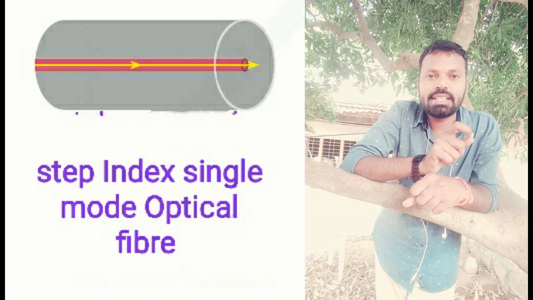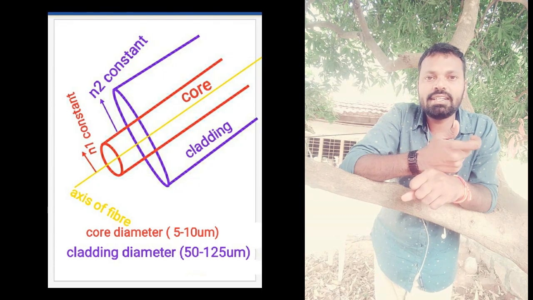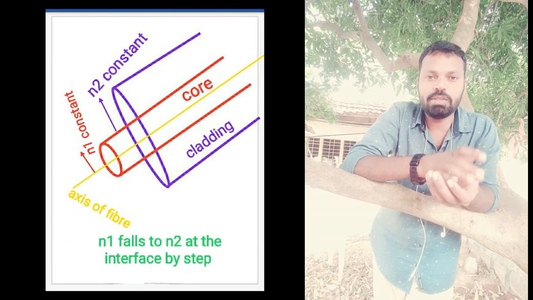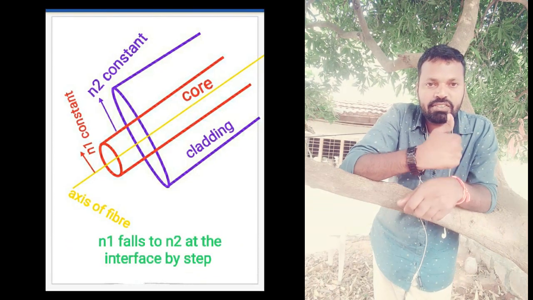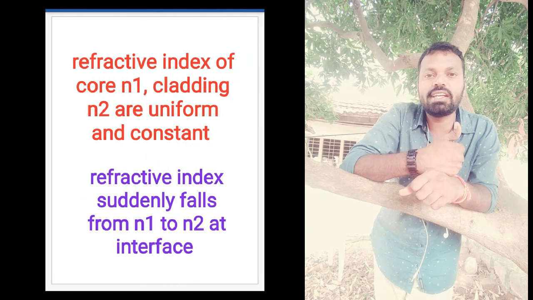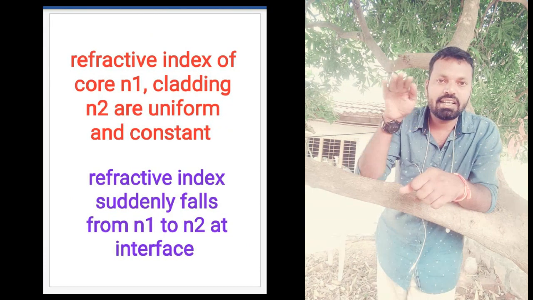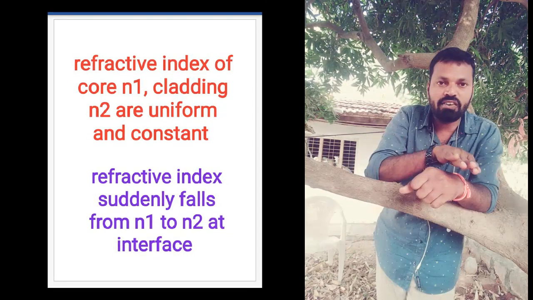In step index single mode optical fibers, the diameter of core is in the range of 5 to 10 micrometers and cladding diameter ranges from 50 to 125 micrometers. The refractive index of core N1 is constant and cladding N2 is constant, and N1 is greater than N2. At the interface of core and cladding, refractive index N1 suddenly falls to N2.